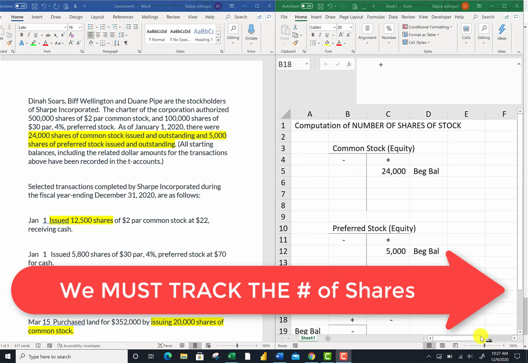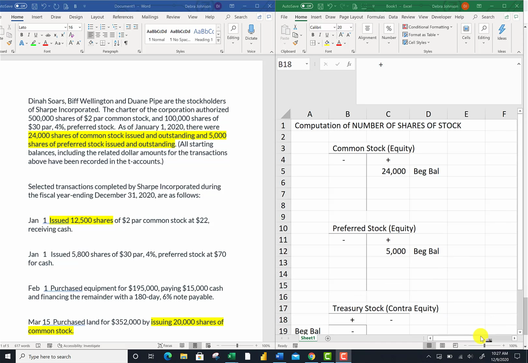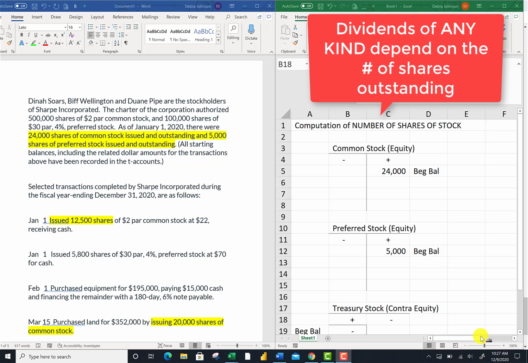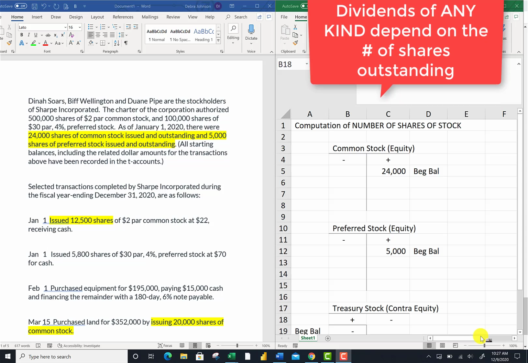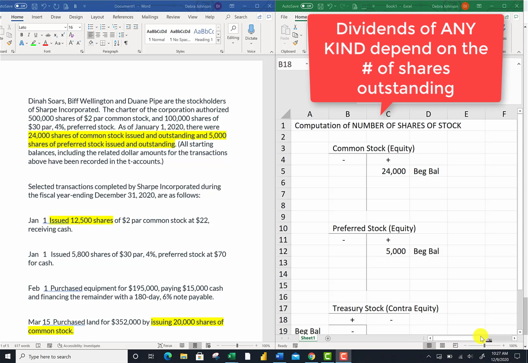The key to many of the transactions on this wrap-up project is to track the number of shares of stock. Remember that whenever we pay any kind of dividend, whether it's a cash dividend or a stock dividend, it's always based on the number of shares of stock outstanding. We emphasize this in class. I think a few of you may have forgotten or you haven't adequately studied the chapter.